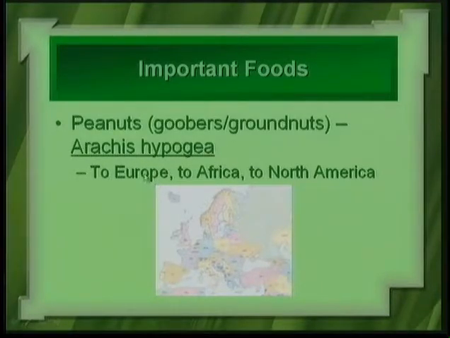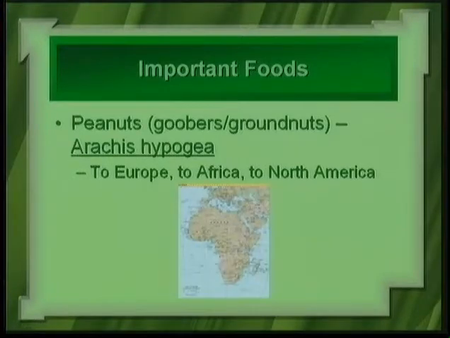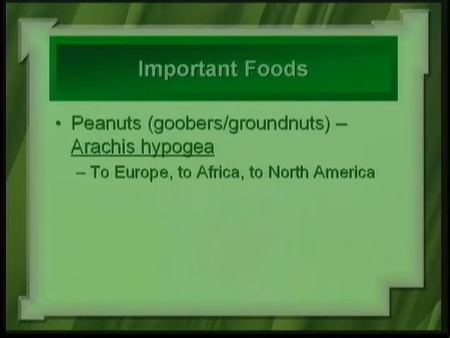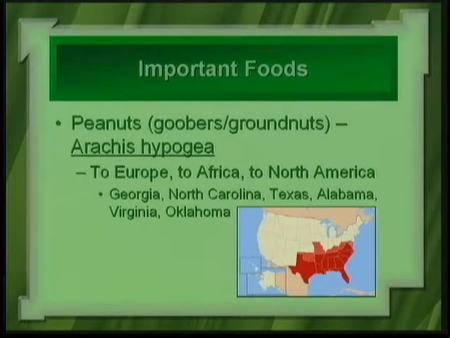But it went to Europe, and from Europe, the European colonists took it to Africa. Then African peoples took it to North America. So we have it going to Europe, then to the African continent, then from Africa to North America. So it took a circuitous route to get to North America. And in North America, it's mostly grown in southern states because it needs relatively warm, subtropical to mild temperate areas.